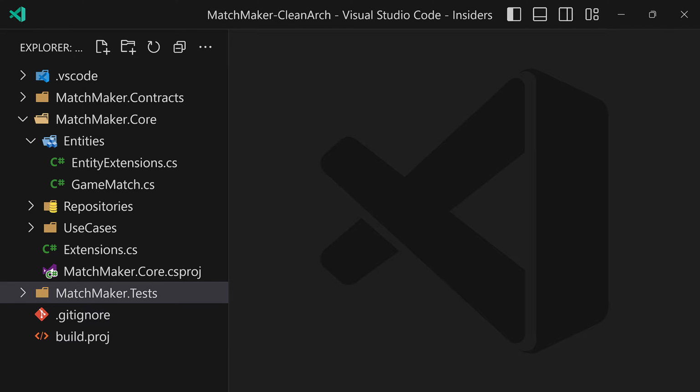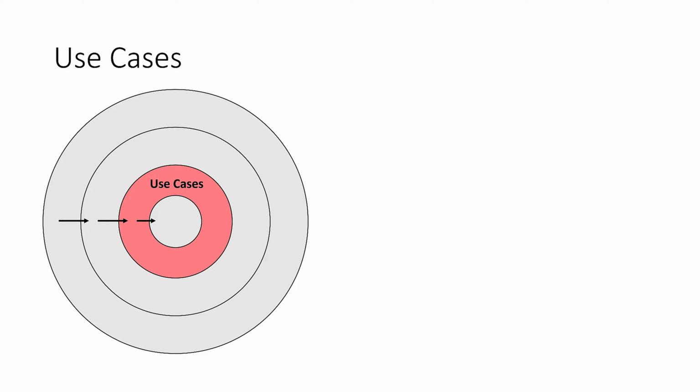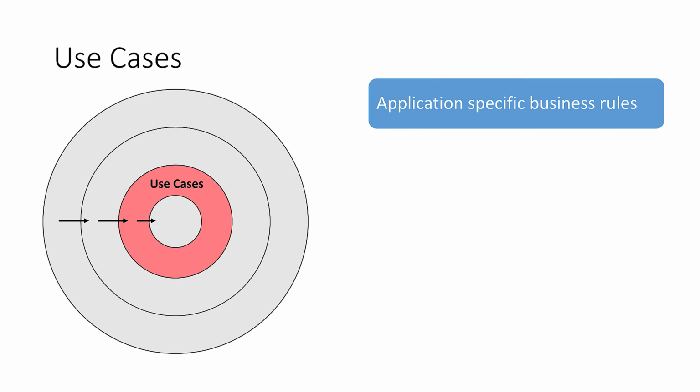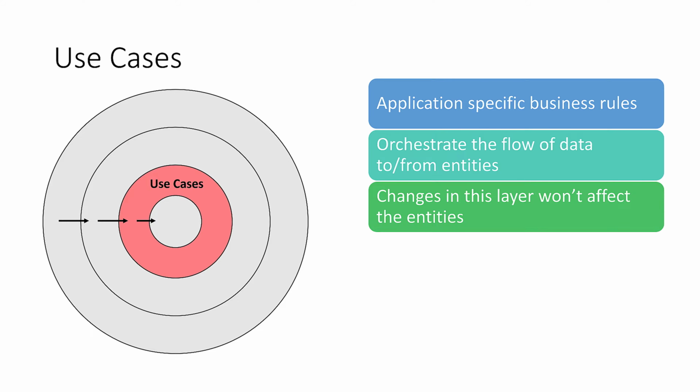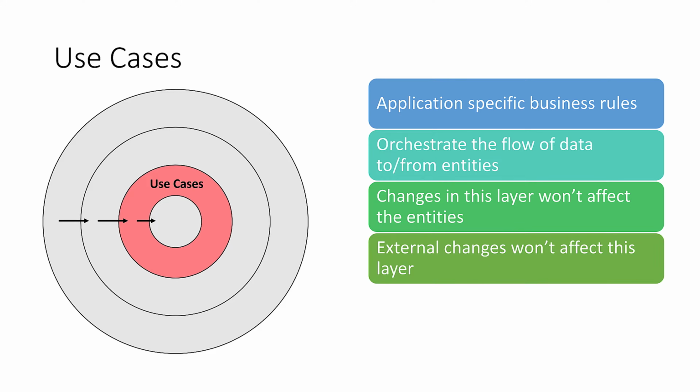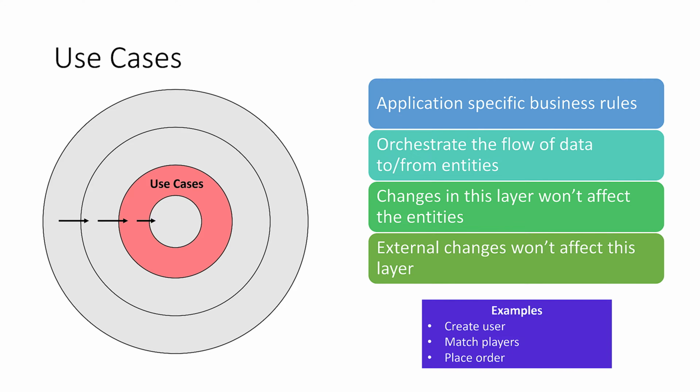So if we go back over here and we switch over here, we have our use cases, which are the application specific business rules, right? The actual requirements, the scenarios that are related to a specific application. Now, these ones orchestrate the flow of data to and from the entities, and the changes in this layer won't affect the entities, and also external changes won't affect this layer, right? And so a few examples of use cases can be stuff like, for instance, create a user, match players, or place an order, right? Typical examples of use cases.